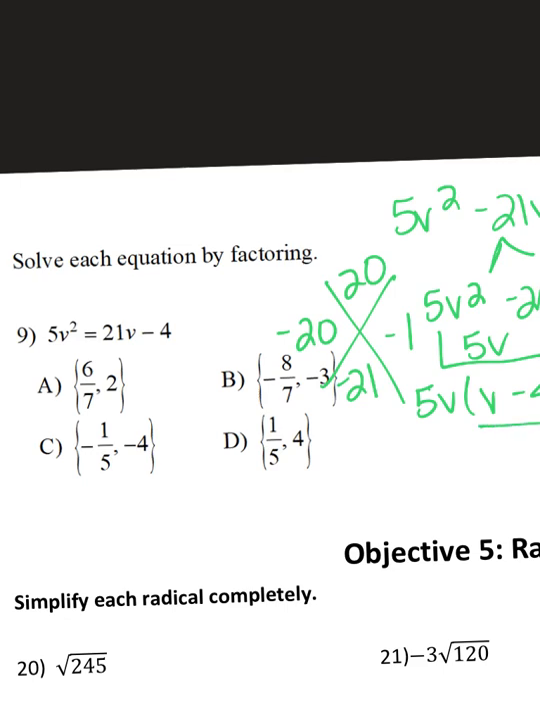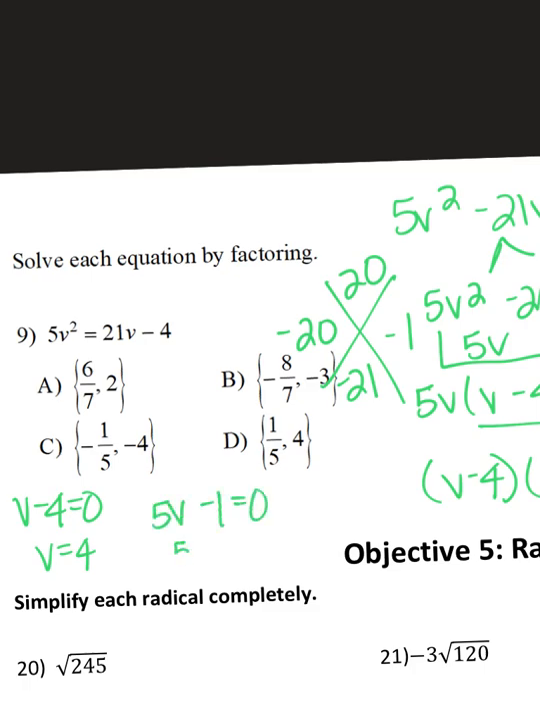I've got this common factor here, so I can factor out a v minus 4 from each of those, and I'm left with v minus 4 times 5v minus 1 equals 0. Since I needed to solve this, I'm going to set each factor equal to 0. v minus 4 equals 0, so v is equal to 4. And 5v minus 1 equals 0, so I'm going to add 1, 5v equals 1, divide by 5, and v is equal to 1/5. And so our solution set is a positive 4 and a positive 1/5.